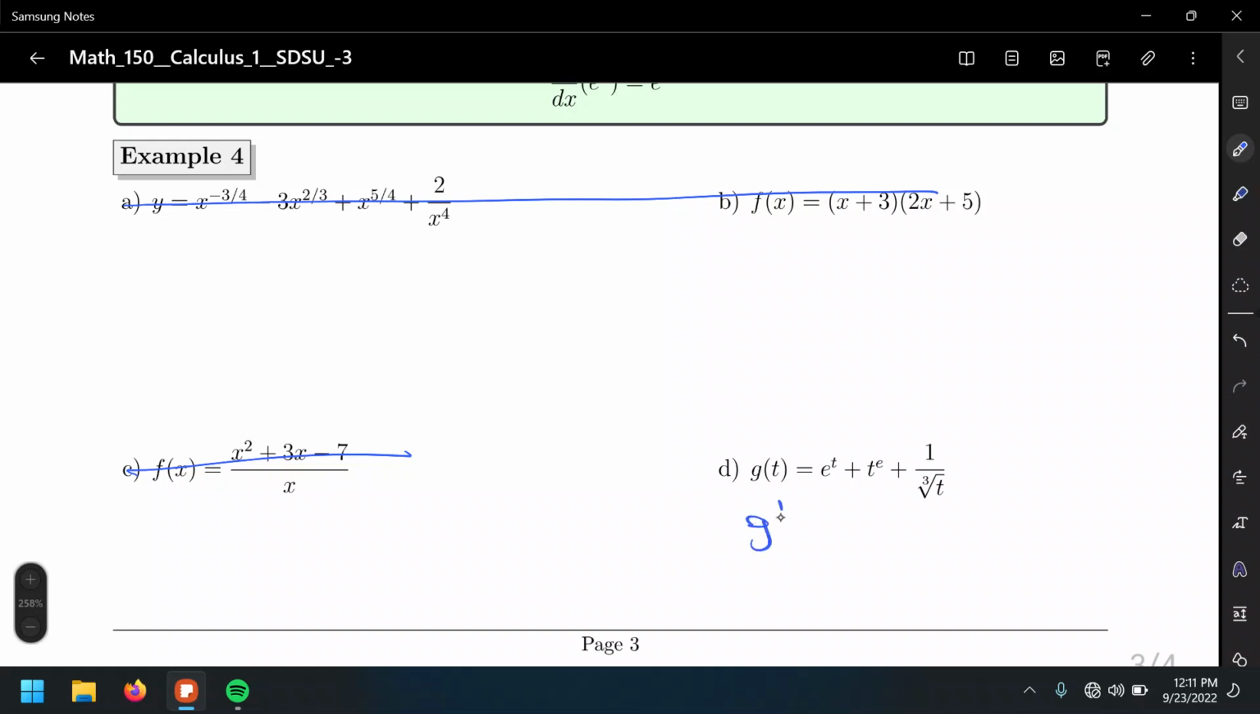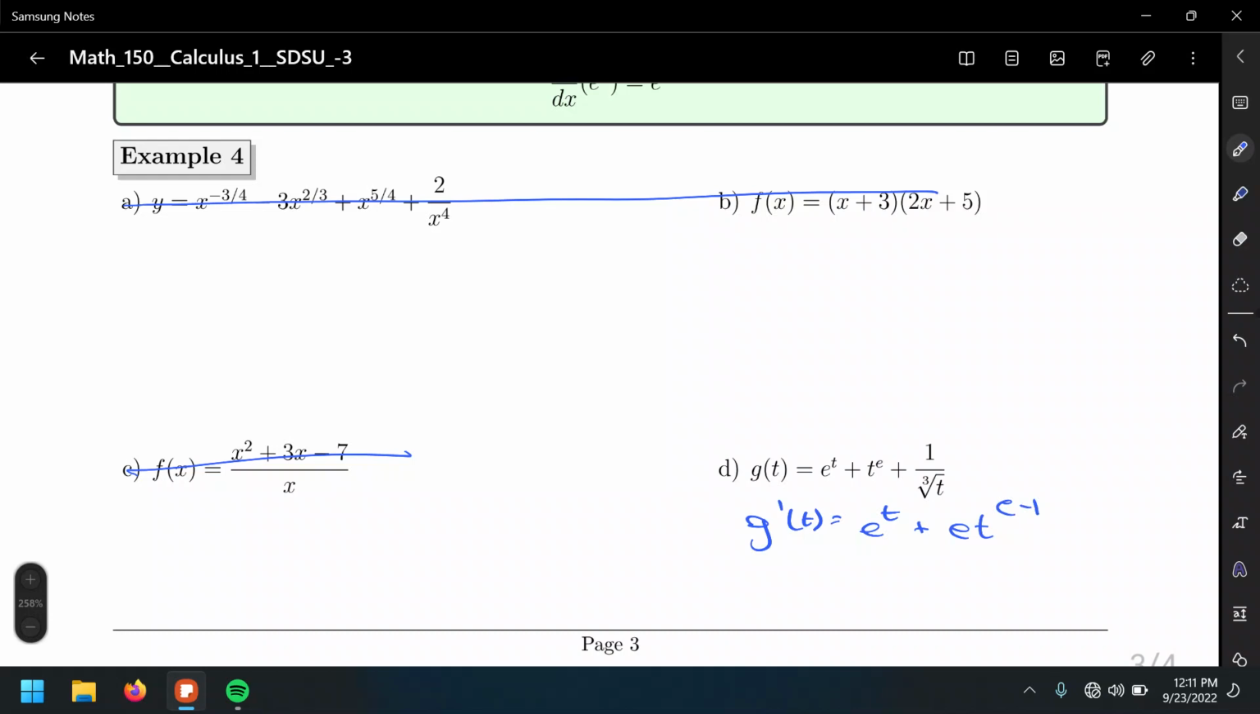Okay, so g prime of t. What's the derivative of e to the t? Well, the derivative of the exponential is simply itself, e to the t. Now, what is the derivative of t to the e in this case? We're differentiating a power function, some variable to a power. What will be the derivative of t to the e? Yes, e times t to the power e minus 1. Yes, that's the general power rule.